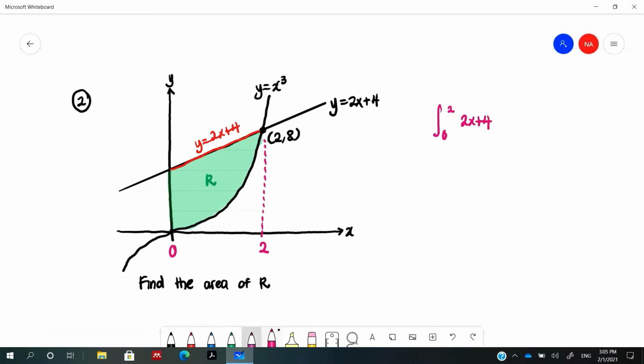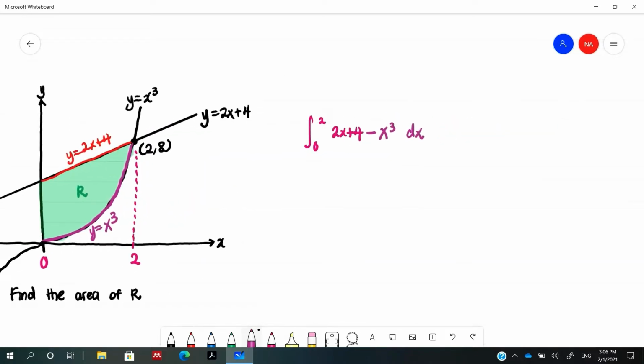You have to subtract the one at the lower part here. All right, so the lower part here is actually the function y equal to x to the power of 3. So you have to subtract x to the power of 3. All right, so you want to integrate this with respect to x. So we have something like this, from 0 until 2 because it is bounded from this until this. Right, now you have to perform the integration.